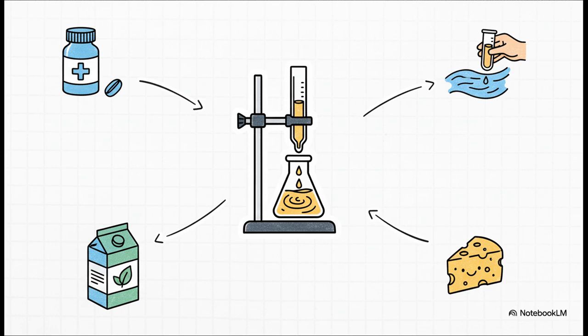In medicine, titration makes sure the dose of an active ingredient in your pills is exactly right. In environmental science, it's used to check the acidity of rivers and lakes to make sure ecosystems are healthy. And in the food you eat, it's used for quality control on everything from your morning orange juice to the cheese you put on a sandwich. It is a huge deal.